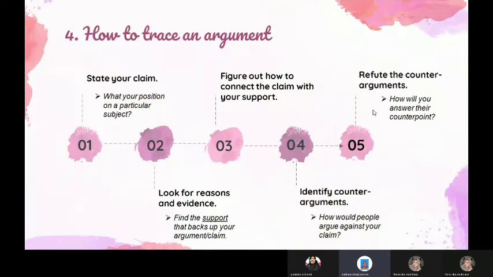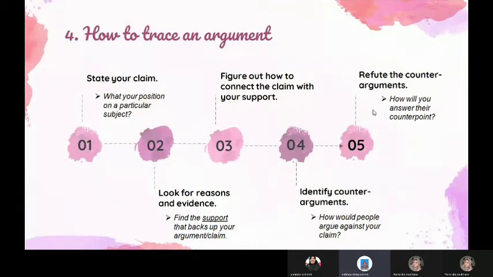The second is look for reason and evidence. Examine the reason. Identify the writer's reason or statement that supports the claim. Words and phrases like one reason, another reason, or because often signal the introduction of a reason. Strong arguments usually include more than one reason. The third is figure out how to connect the claim with your support.